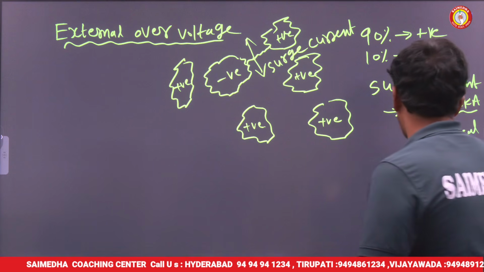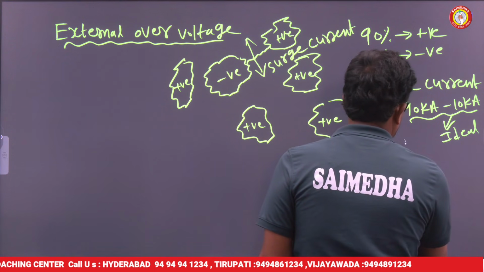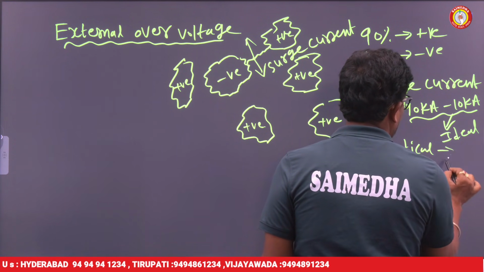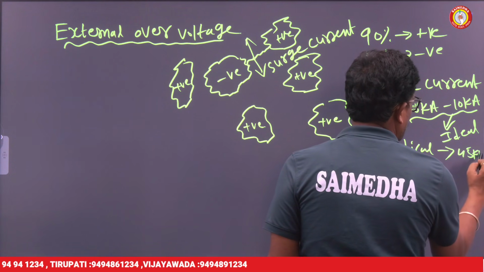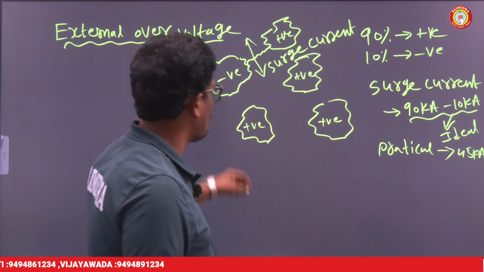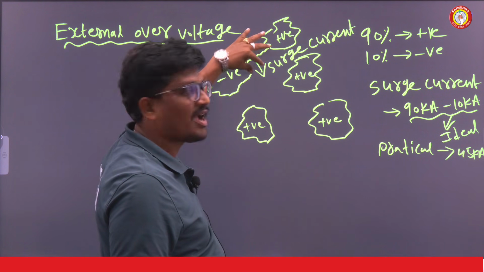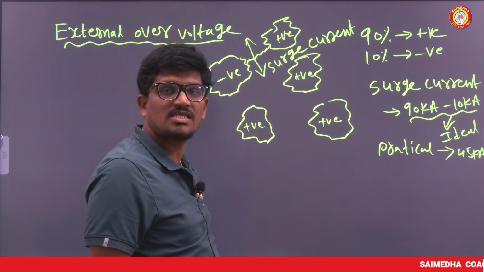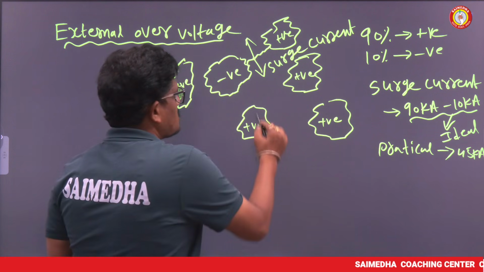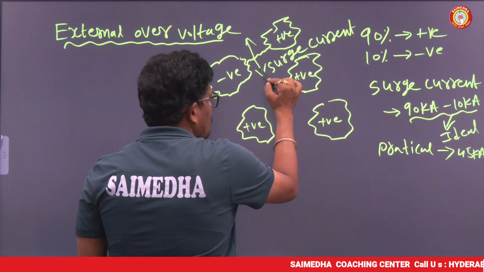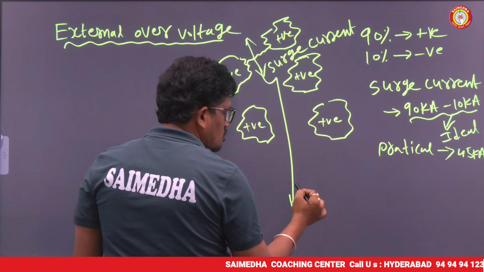But practically, the range of surge current is 45 kiloamperes of current. This surge current range is very high and this is the high potential, and earth acts as a low potential. Surge current tries to move from high potential to low potential, towards the earth.